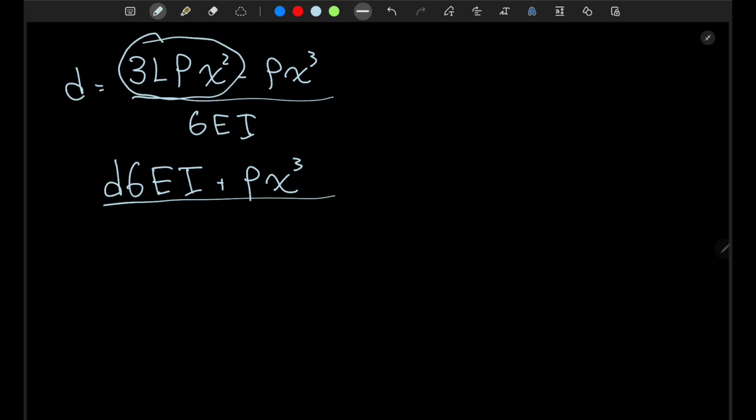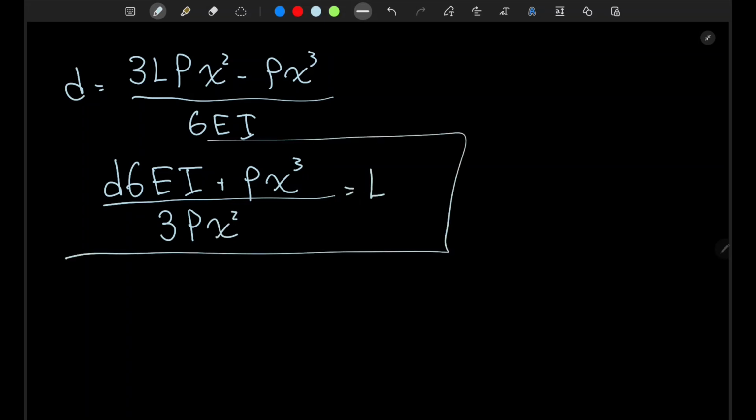So then we can just move what is left down across the equal sign to the bottom, and we are going to have 3px squared is equal to L. And there you have it.